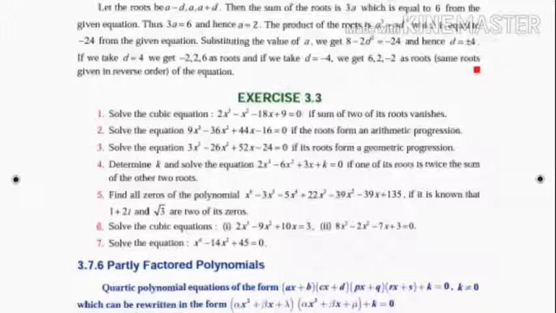Exercise 3.3, fifth sum. Find all zeros of the polynomial x to the power 6 minus 3x to the power 5 minus 5x to the power 4 plus 22x cube minus 39x square minus 39x plus 135, if it is known that 1 plus 2i and root 3 are two of its roots. If you see here, you have x to the power 6, so definitely you are going to have 6 roots. In that they have given you 2, and the remaining 4 we are going to find out now. Now we are going to do the fifth sum.